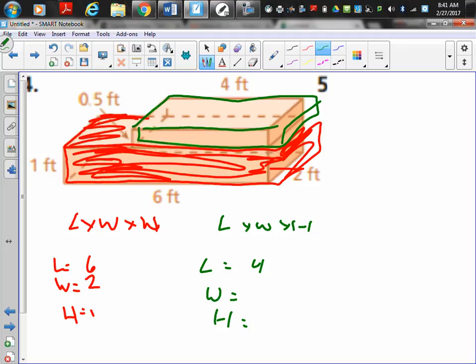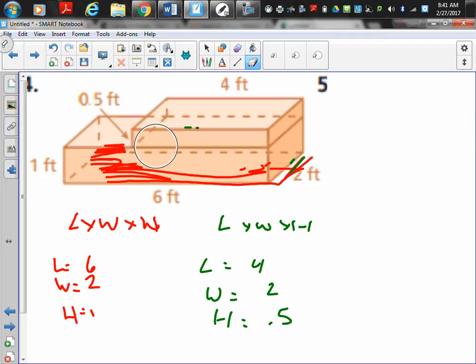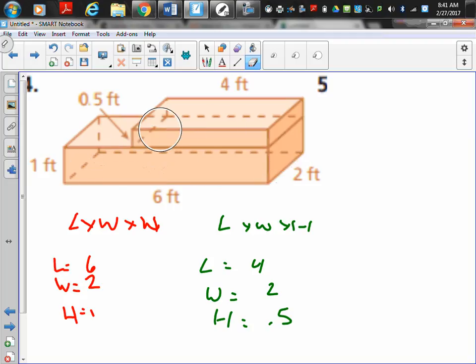Alright, how do you know that the width is also 2, Mr. Dye? Because it's the same size as this right here. So that equals 2. Alright, and what's my height? 0.5. Alright, so now I need the volume of the whole shape. So you find the volume of your red section and add it to the volume of the green section.